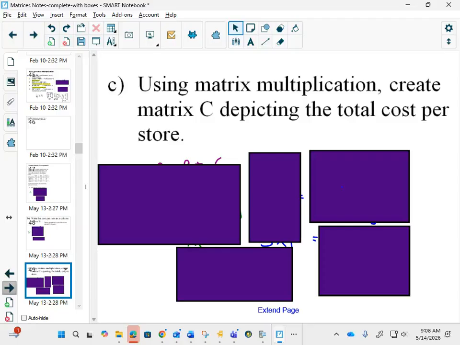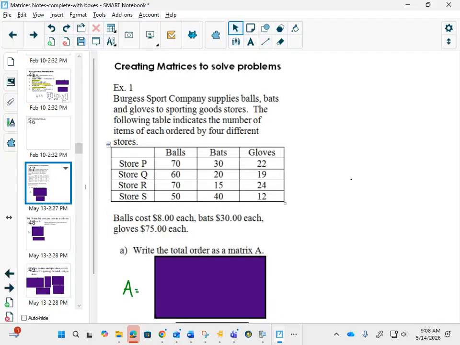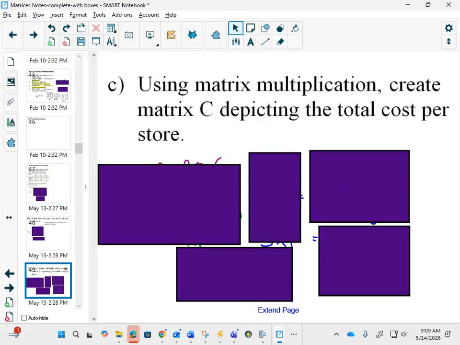Okay? Now, I just want to go back to the first slide. If I asked you, how much does store P owe? Well, you would say, they're buying 70 balls. Balls cost $8. They're buying 30 bats, bats cost $30. And they're buying 22 gloves, gloves cost $75. You would have no problem doing that math and figuring it out, right? If I asked you how much each store owes and gave you this data, all of you would just go to a pencil and figure it out with no problem. What we're going to see now is how matrices can do this for us.